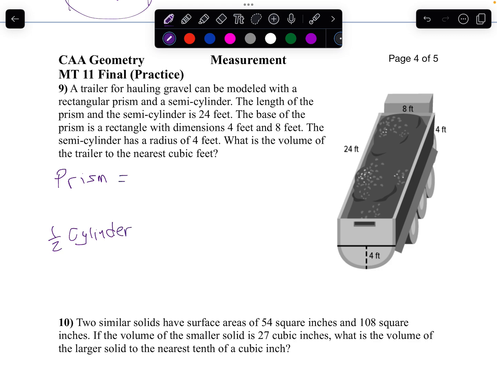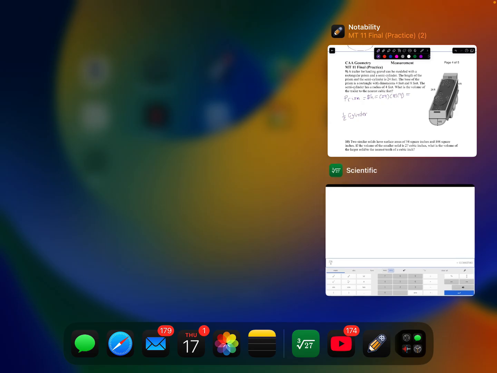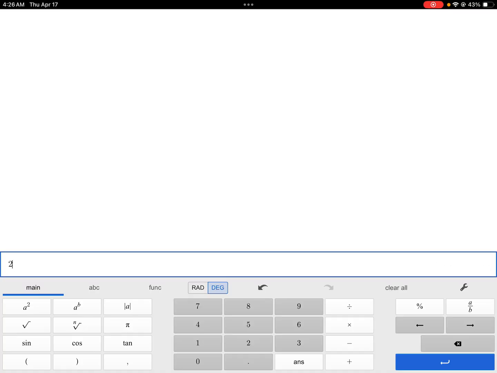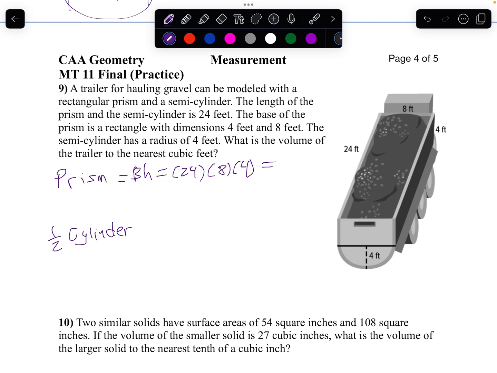So for our prism, it's the area of the base times the height. So that'll be 24 times 8 times 4, or a variation of that. We're going to multiply those three together. So that's 24 times 32, and 24 times 32 is 768. That would be the volume of the box.